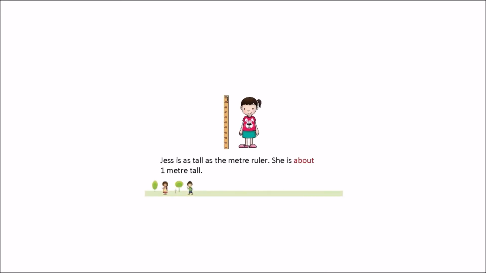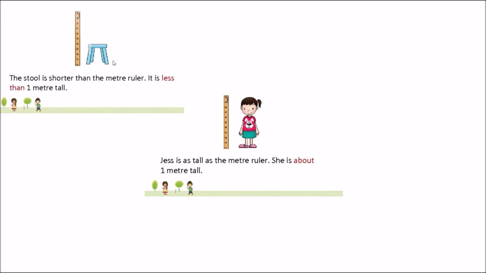Okay. So now that we know what is a meter, let's look at Jess. Jess, as you can see, is about the same height as the 1 meter ruler. So we can say she is about 1 meter tall. How about the stool or the chair? This chair is shorter than the meter ruler. So we can say it is less than 1 meter tall.